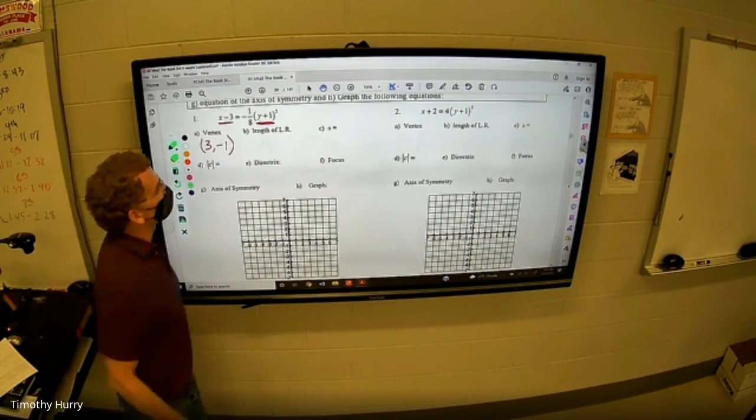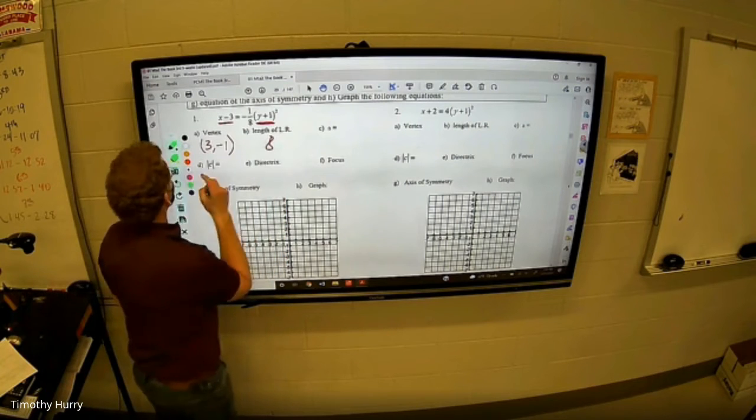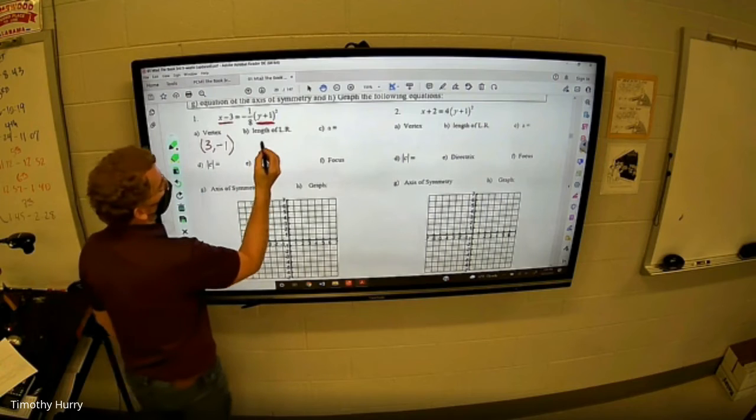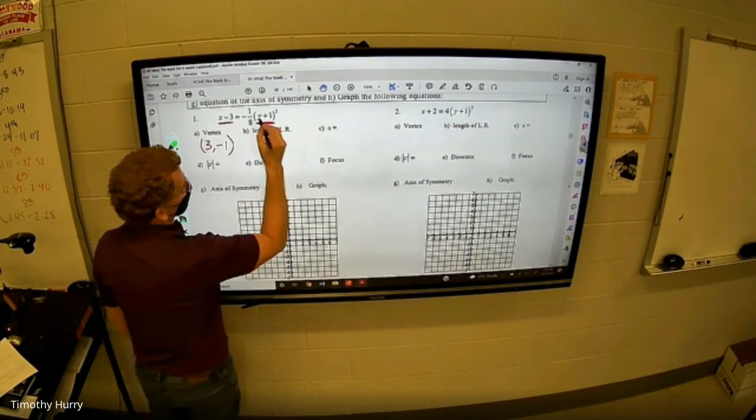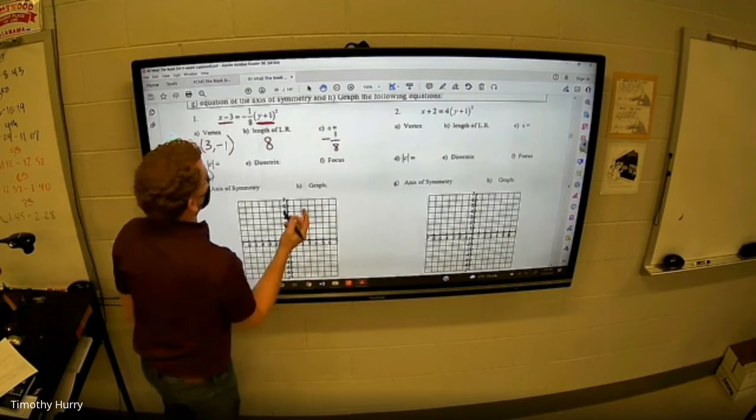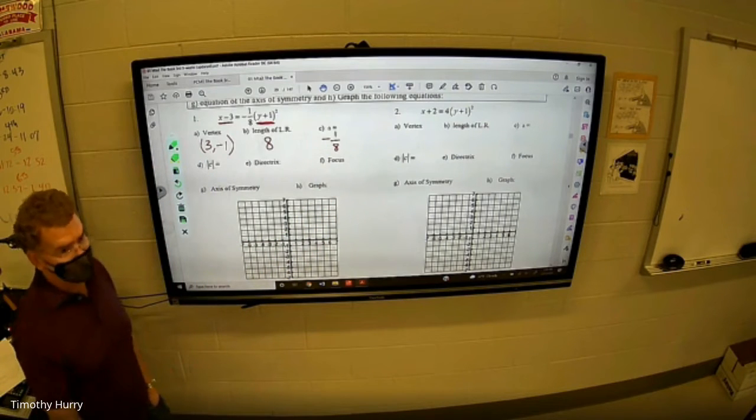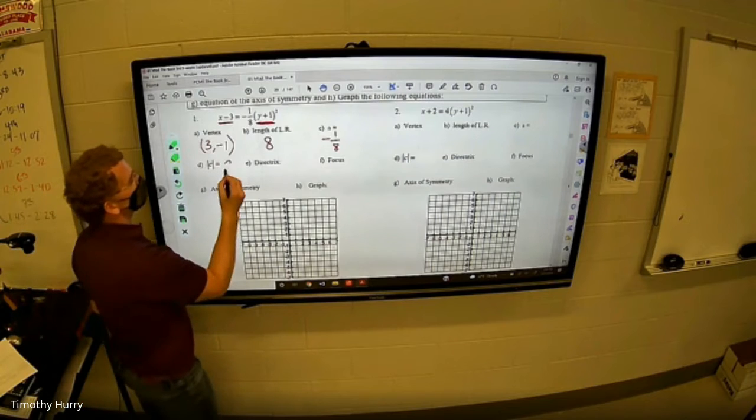So 3, -1. Take a shot at what the length of the latus rectum is. Still 8. So nothing changed there. Take a shot at what the A value is. Still -1/8. Take a shot at what the absolute value of C is. 1/4 the latus rectum, 2. So none of that changes.